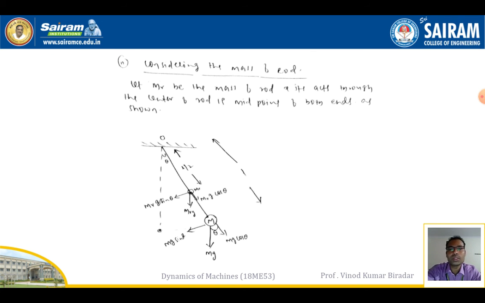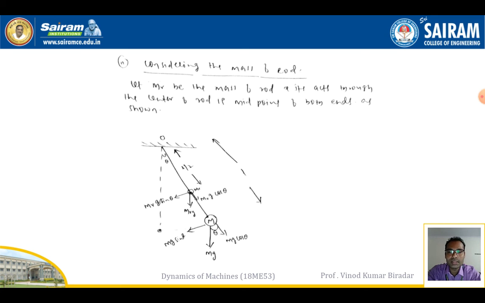So the second method is what? Considering the mass of the rod. Let m_r be the mass of the rod, and it acts through the center of the rod, that is the midpoint, as shown in the diagram also. Considering the mass means there are two different forces acting: the weight due to the mass, mg cos theta and mg sin theta, and the length L. The total length is L, half of that means L by 2, L by 2.